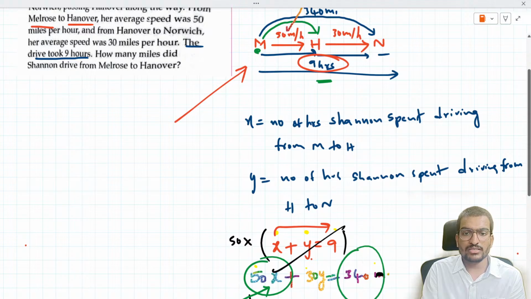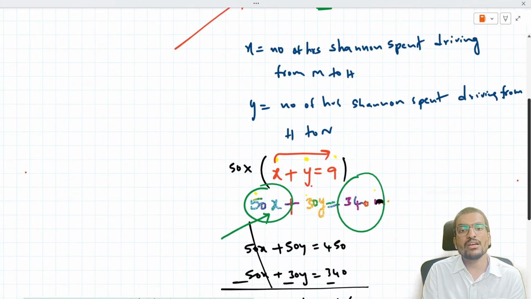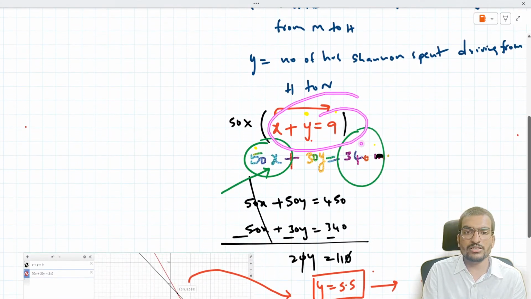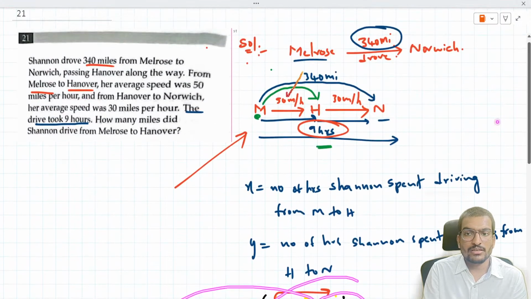I got two equations. I solved it traditionally as well. You can check that later from the dashboard, the notes. I just input these two equations into Desmos and saw where they meet.